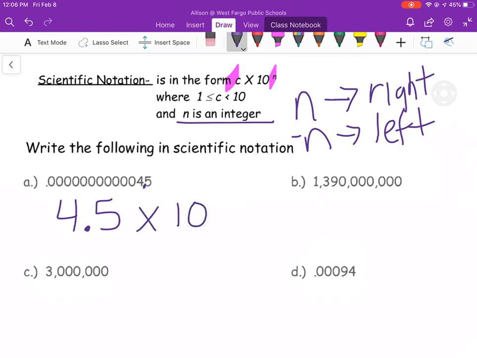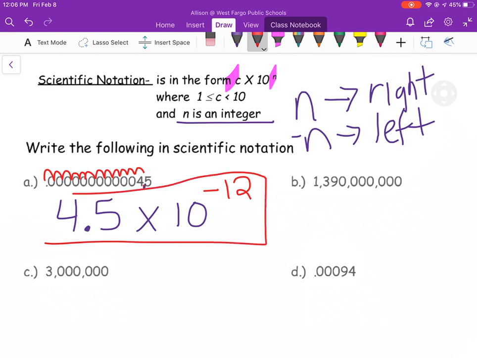Times 10. Now, if I put the decimal right here at 4.5, I have to go 1, 2, 3, 4, 5, 6, 7, 8, 9, 10, 11, 12 to the left to get back to my original answer. And so it's 4.5 times 10 to the negative 12 is my answer. So because I have to move it back to the left to get to the answer, that's where I'm at.